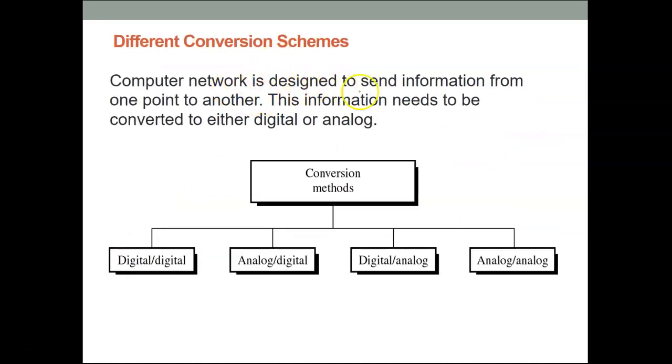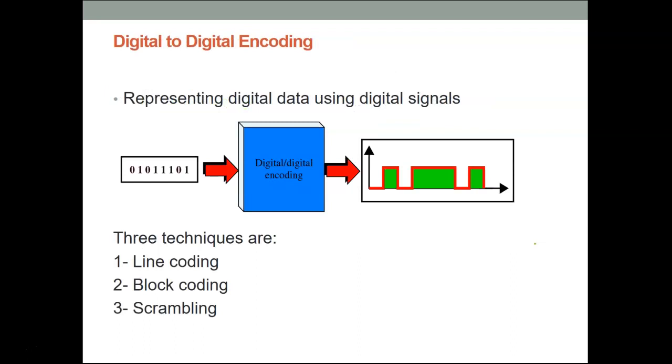So computer network is designed to send information from one point to another, from source to destination. This information needs to be converted to either digital or analog. So digital data or digital information have to be changed to digital or analog signals. So the conversion, we have digital to digital, analog to digital, digital to analog, and analog to analog. Different methods.